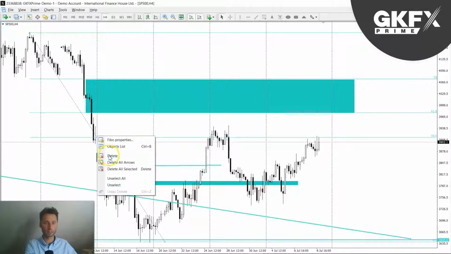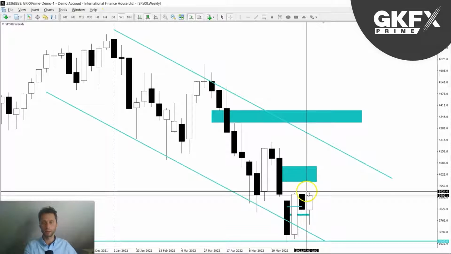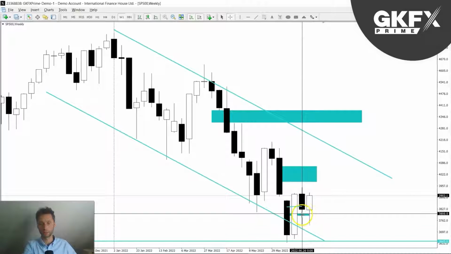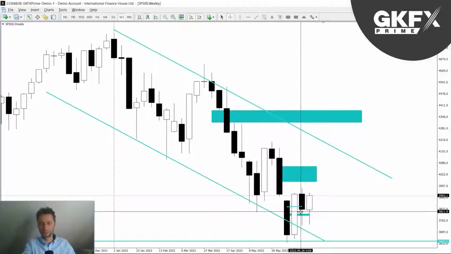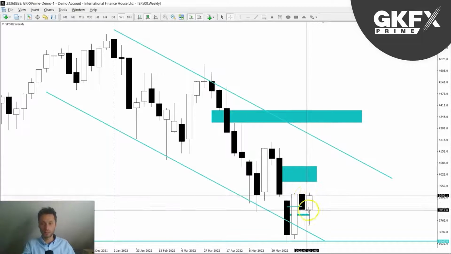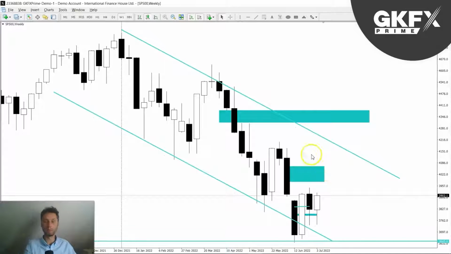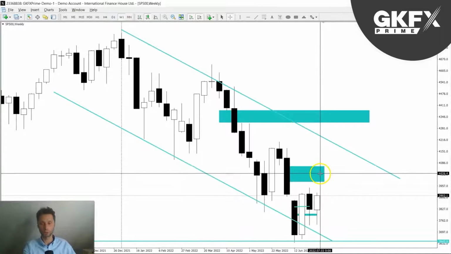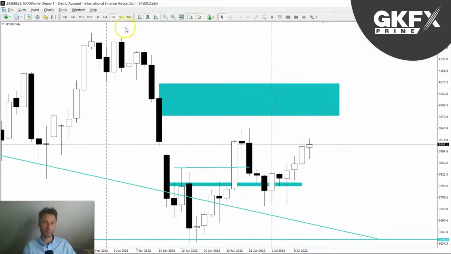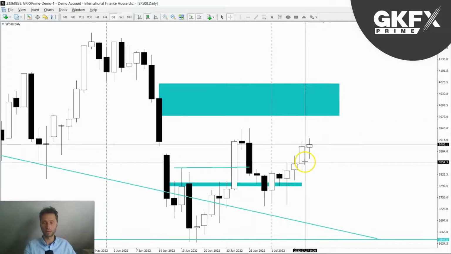Above that, I'll delete the fib just for clarity. Let me go to the weekly, and on the weekly we did close bullish. So the week before that, we did have a wick to the downside, and last week as well. So we're looking at some bullish movement here before the actual drop, or the possible drop on this retracement level, which is the one I've drawn out using the fibs.